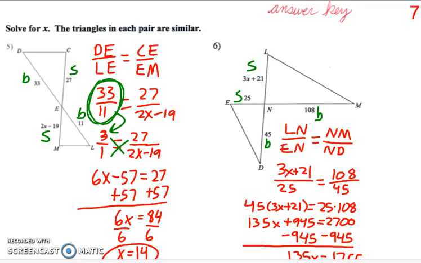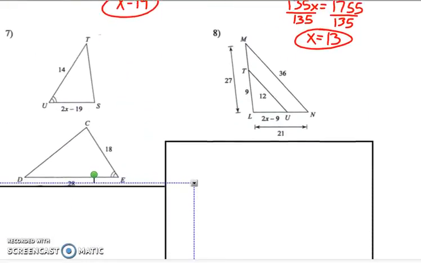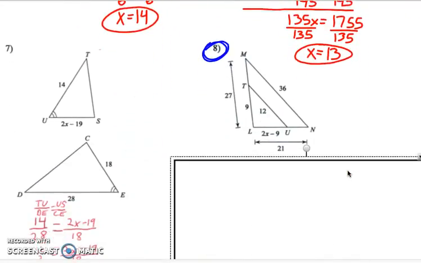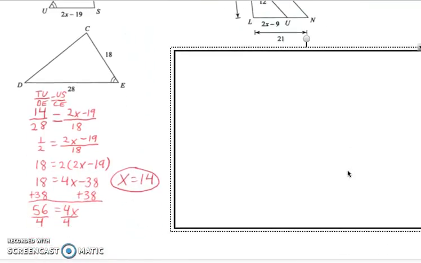Remember, be consistent on how you set up your proportion. I'm going to go from the top triangle to the bottom triangle. On the left-hand side, I have small over small. On the right-hand side, I have big over big. When you cross multiply, make sure you distribute that 45 to both terms. And below here for number 7 and 8, oops, technical difficulty. All right, with number 7, your work will look like this.